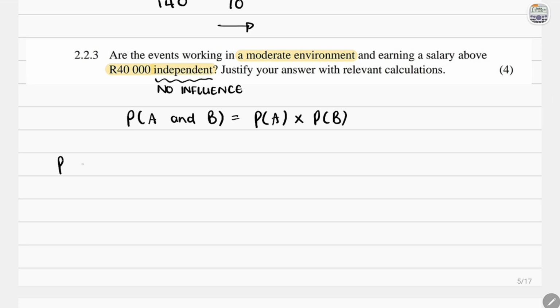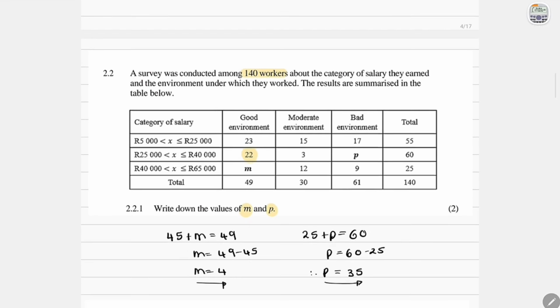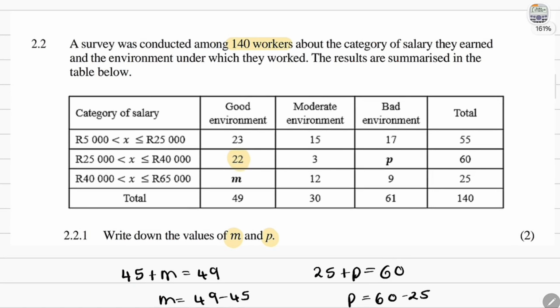and above 40,000. We're just going to check the probability of moderate and greater than 40,000, and we're going to find out what that is first. So we're looking for moderate environment and greater than 40,000. Greater than 40,000 is here, everything greater than 40,000. These are values that are greater than 40K but less than or equal to 65K. So we're looking for greater than 40K and a moderate environment.